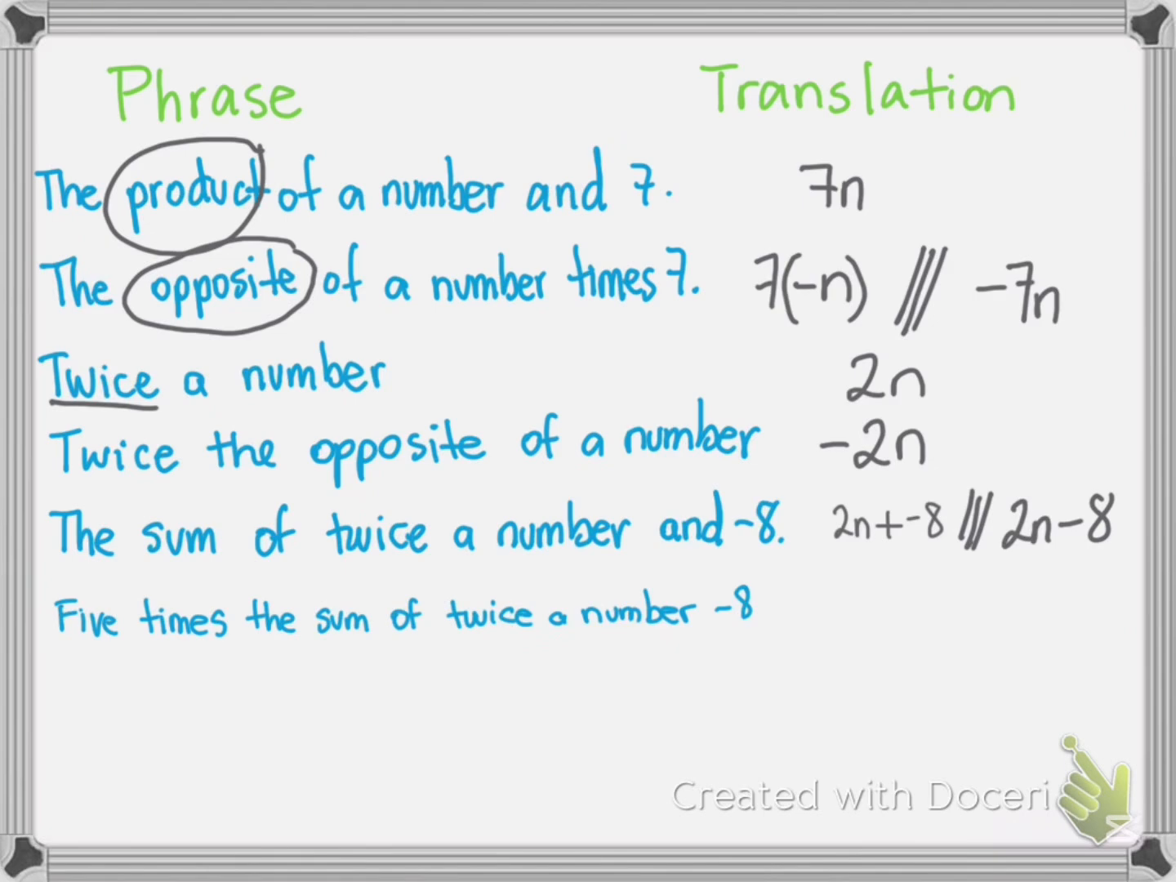Now let's look at the last one. The last one says 5 times. So I have to put 5 times. And I'm going to use parentheses so that the 5 affects the whole thing that is next. The sum, so I know it's the sum of twice a number and negative 8. So notice how we translated that. 5 times the sum of twice a number and negative 8. Okay? It's really, really fun. You guys should get very familiar with this so that you can do it very easily.